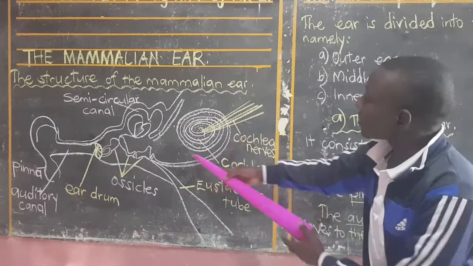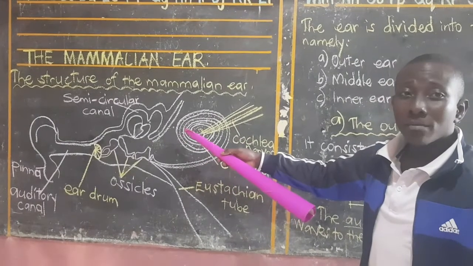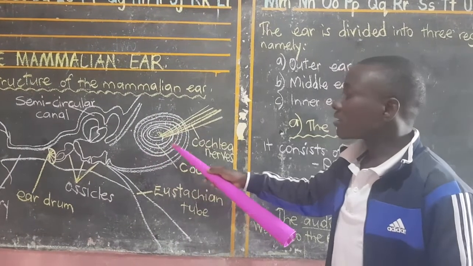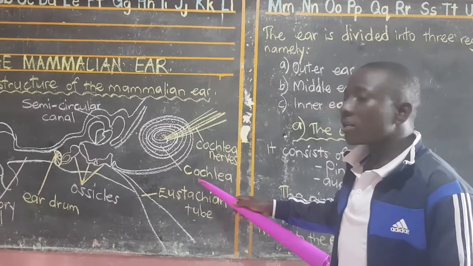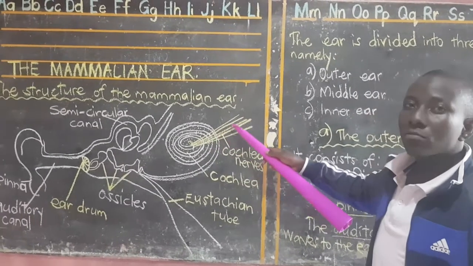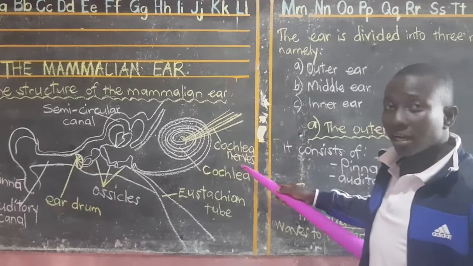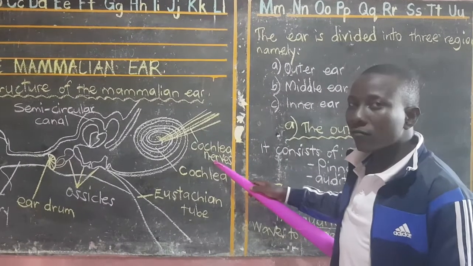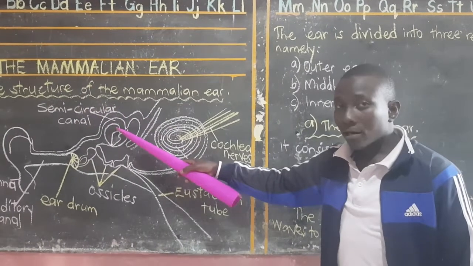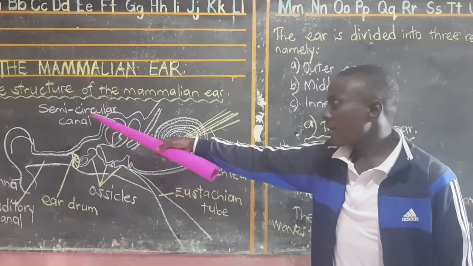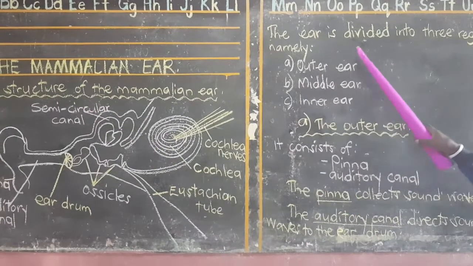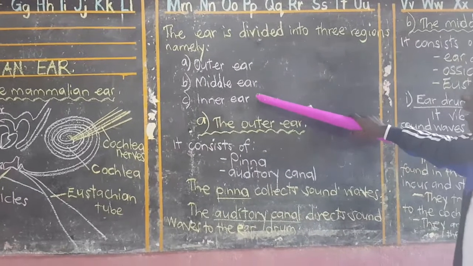One, we have this fluid-filled structure. This one here, it is filled with the fluid. It is called the cochlea. It has these nerves which connect to the brain. They are called the cochlear nerves, or auditory nerves. Then we also have this semicircular canal. Semicircular canal, from the word circle, circular, semicircular canal. These are the regions of the ear I talked about there.